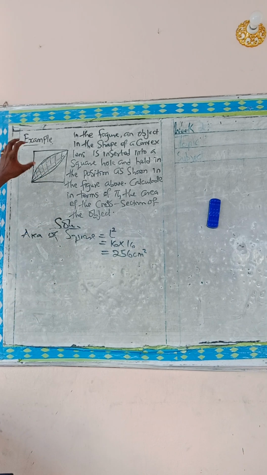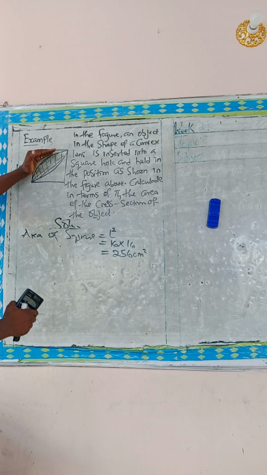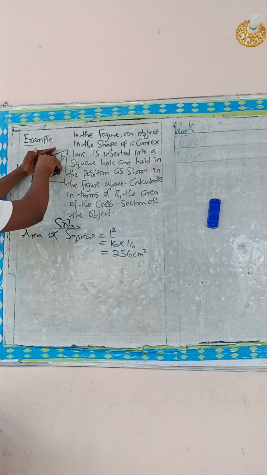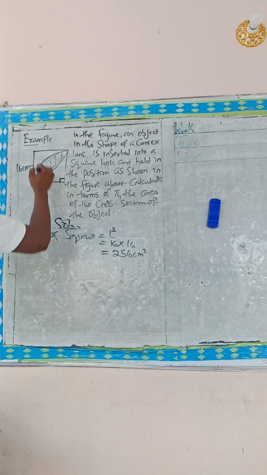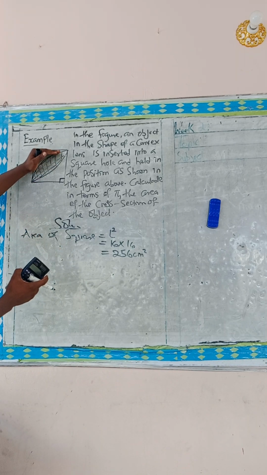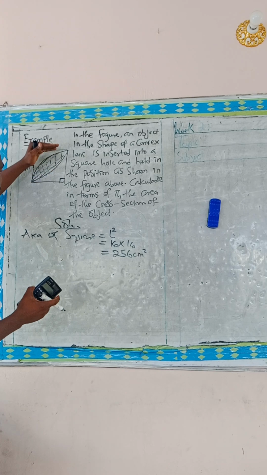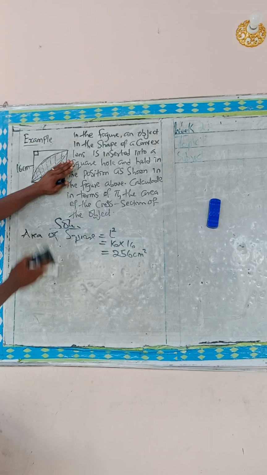But if you look very well in this question, you will see that we have a sector. Looking at only this, it looks like a sector, and this is the right angle, which is 90 degrees. So we are going to calculate the area of this sector. If we calculate the area of this sector, it gives us this. And we calculate the area of this sector, it gives us this.